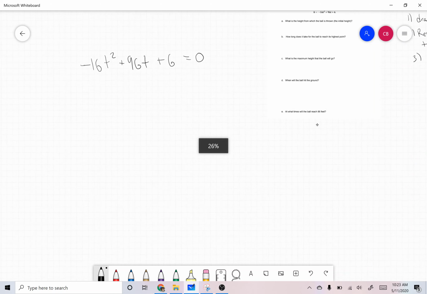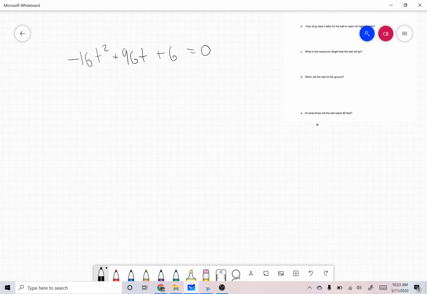And we can solve this several ways. We can do the quadratic formula. We can do factoring and things like that. I'm going to factor first. I'm going to factor out a 2 because I believe 2 goes into every one of these. Negative 8t squared plus 96 divided by 2 is 48. No.